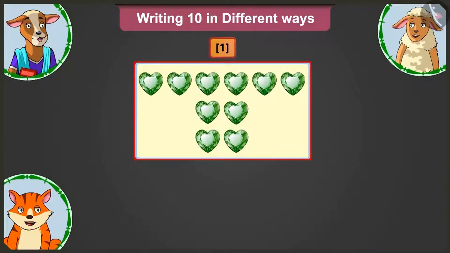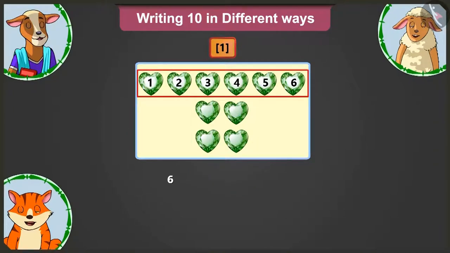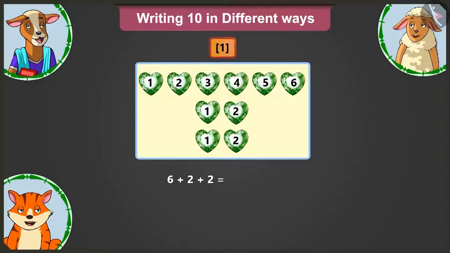Look, here in the first card, there are 6 in the first row, 2 in the second row, and 2 stickers in the third row. So here, adding 2 to 6, we get 8, and adding 2 to 8, we get 10. This card has 10 stickers in total. We will write the sum of 10 like this. 6 plus 2 plus 2 equals 10 stickers.